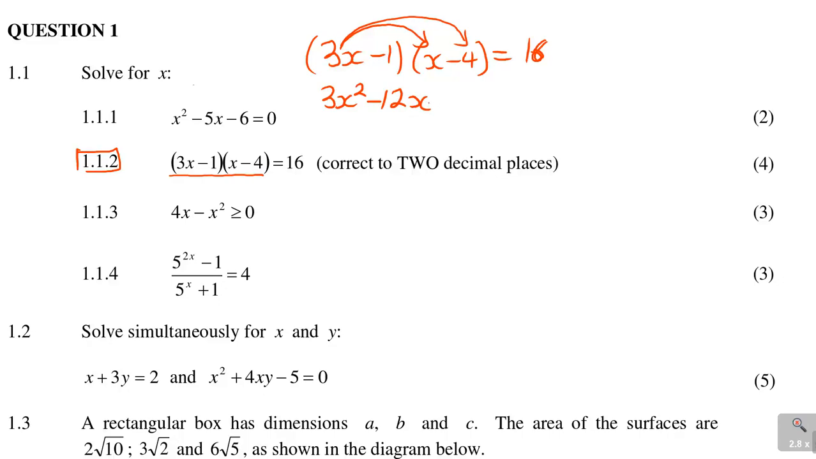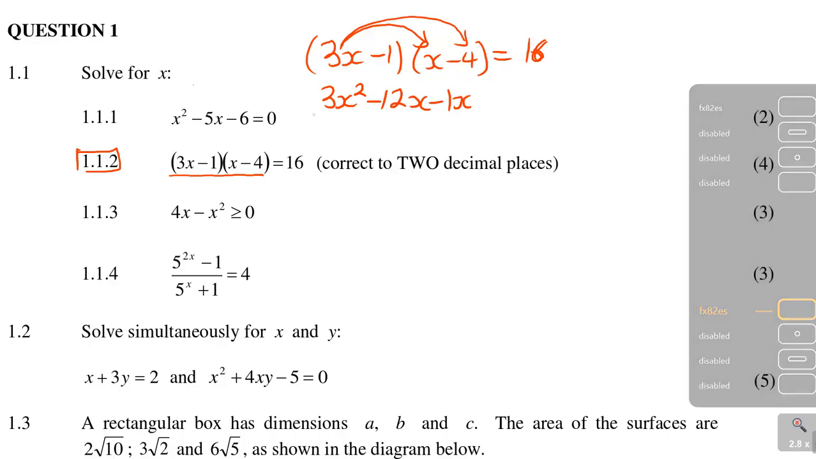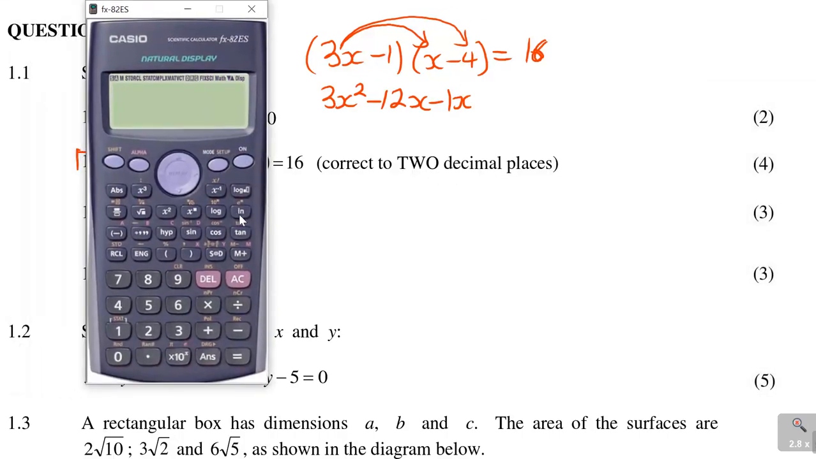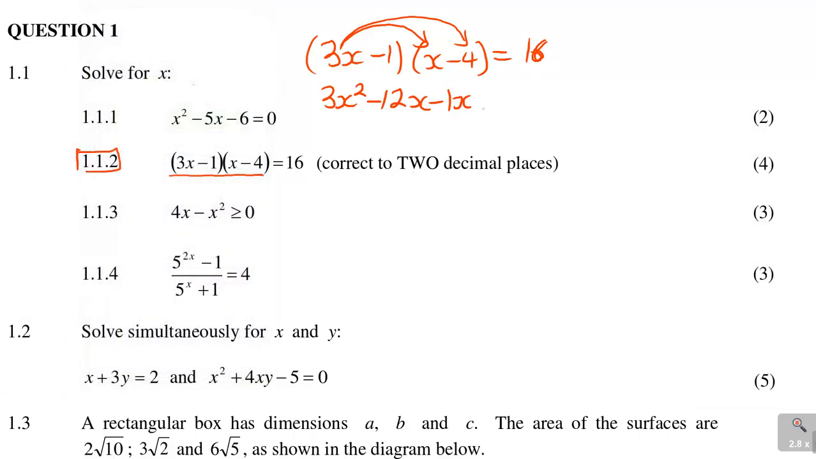Minus 1 times x, this one is not a difficult one. It's minus 1x. Minus 1 times minus 4, it's 4. Yes, it's fine, but take a calculator. Minus 1 times minus 4. You don't want to find yourself writing a negative 4. You can't afford to lose all these marks. Remember, 4 marks, but you can't afford to lose them. This is equal to 16.